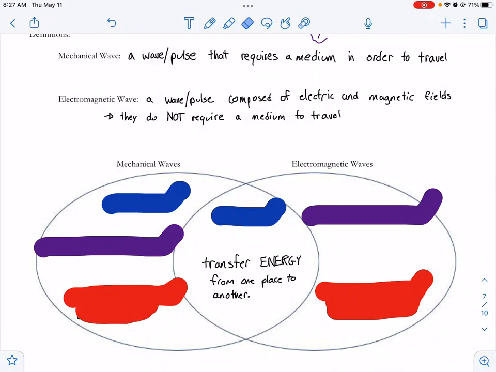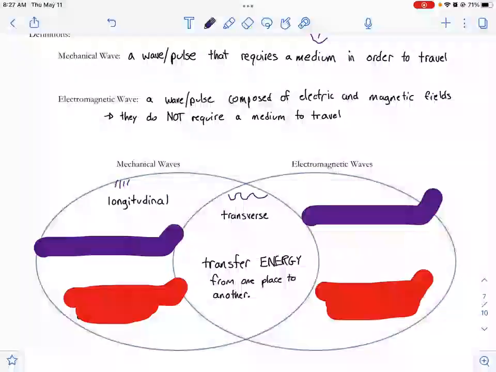One other thing that they have in common is that they can both be that transverse shape. And remember, that transverse shape is the one that looks like this, okay? Only mechanical waves have that longitudinal shape, and it's going to look terrible when I draw it right here, but it's that one that gets closer, then farther. Yeah, that looks awful. You remember that one? The slinky one where it gets compressed? Okay, that's the longitudinal wave. That only happens in mechanical waves. That doesn't happen in an electromagnetic wave because they're not shaped like that.